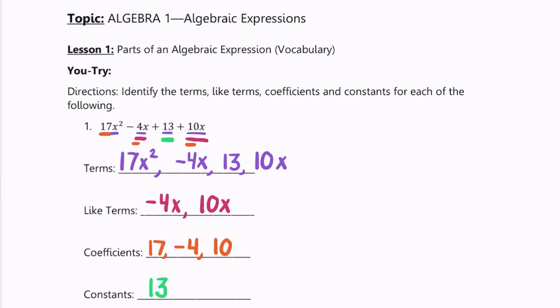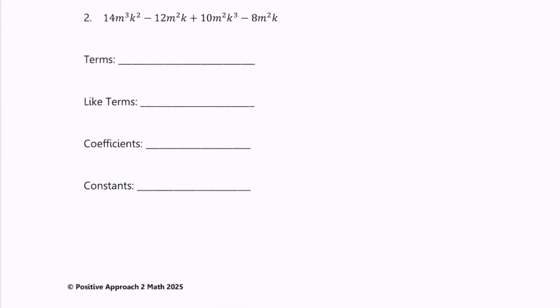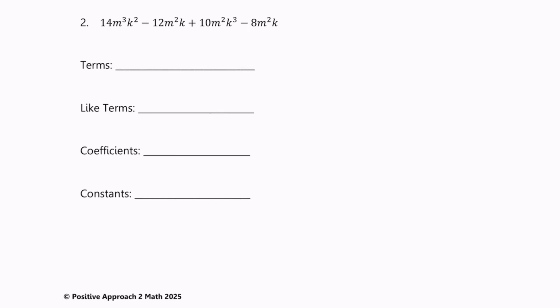So that would be number 1, identifying the terms, like terms, coefficients, and constants. Number 2, if we slide down to number 2 here, notice we have 2 variables on each thing. We have m's and k's. Each of these are terms. So 14m cubed k squared is one term. Negative 12m squared k is one term, so on and so forth. So all of those are terms.